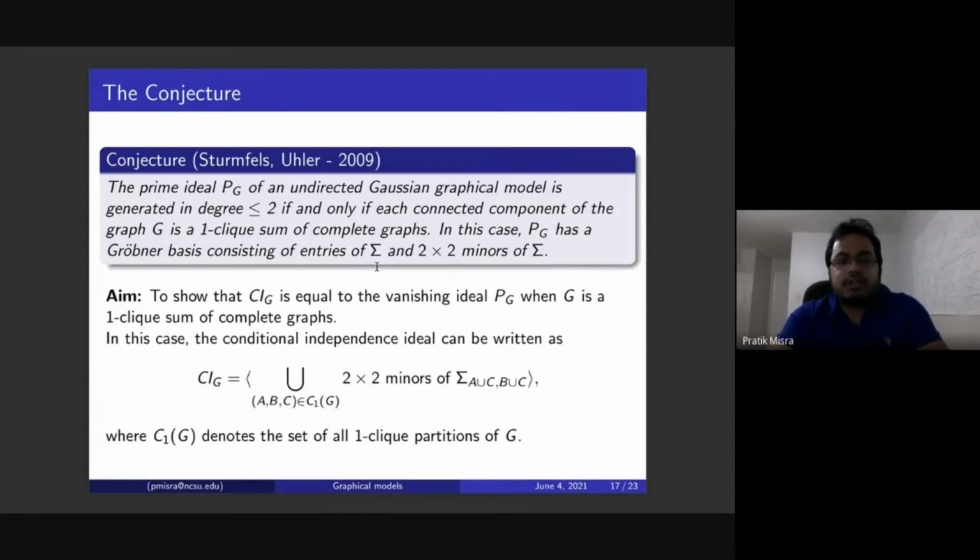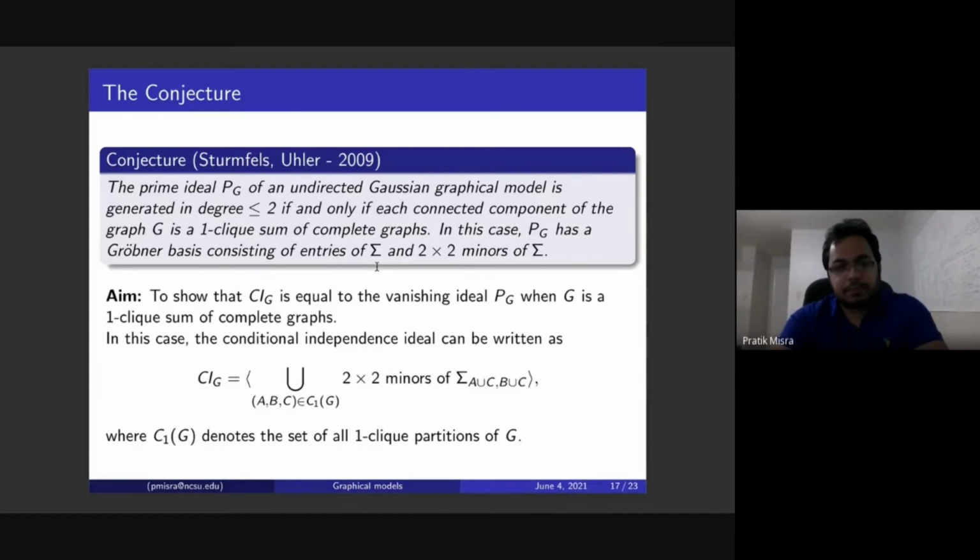So this brings us to the main conjecture that we worked on. This is a conjecture given by Sturmfels and Euler in one of the papers in 2009, which says that the prime ideal PG of an undirected Gaussian graphical model is generated in degree at most 2 if and only if each connected component of the graph G is a one-click sum of complete graphs. Now, in this case, the vanishing ideal has a Gröbner basis consisting of entries of sigma and the 2 cross 2 minors of sigma.